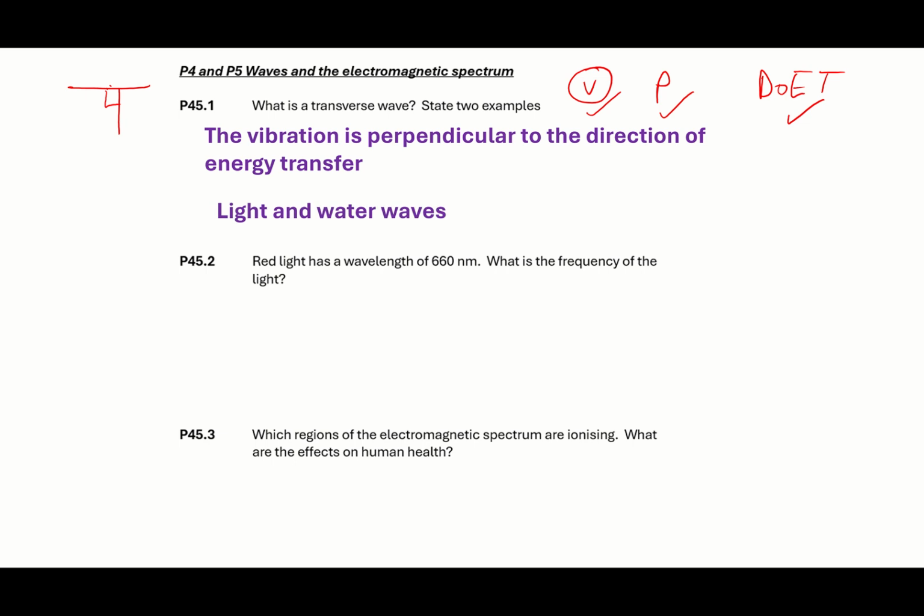As a good rule, if it asks you for longitudinal, it's sound. If it asks you for another example, it's likely to be transverse and light and water waves.